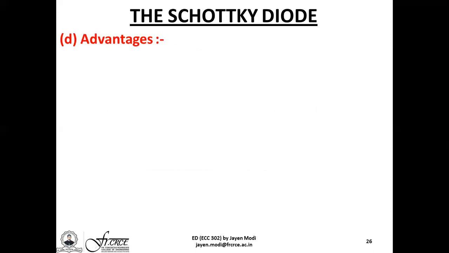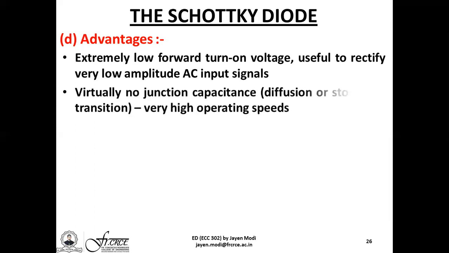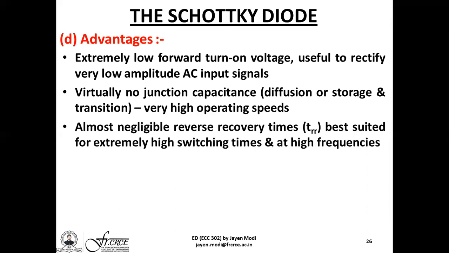If you look at the advantages, the extremely low forward turn on voltage is actually used to rectify very low amplitude AC input signals because you need a very small voltage. Since there is virtually no junction capacitance present, you are able to achieve very high operating speeds. Almost negligible reverse recovery time given by TRR makes these Schottky diodes best suited for extremely high speed switching and also for very high frequency applications.